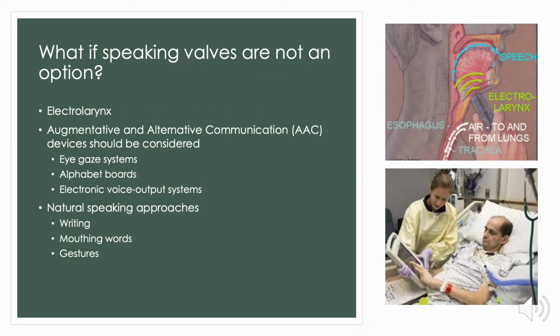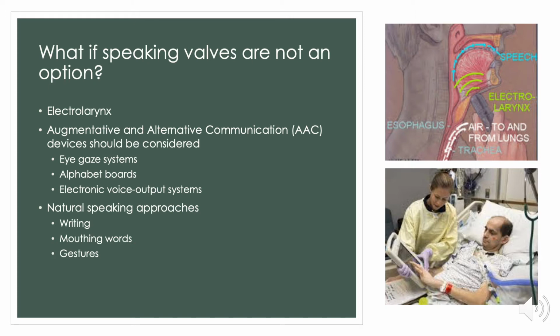I know you're probably wondering now, what if the patient does not meet requirements for a talking tracheostomy tube, or they're not a candidate for a speaking valve, or they cannot utilize a finger occlusion technique? There are other approaches that may be tried, such as an electrolarynx, augmentative and alternative communication devices, such as eye gaze systems, alphabet boards, and electronic voice output systems. Alphabet boards are often preferred over electronic output systems in ICU patients. Additionally, with the use of electronic voice output systems, patients are more likely to initiate communication or interaction. Also, natural speaking approaches may be considered, such as writing, mouthing words, and gestures.